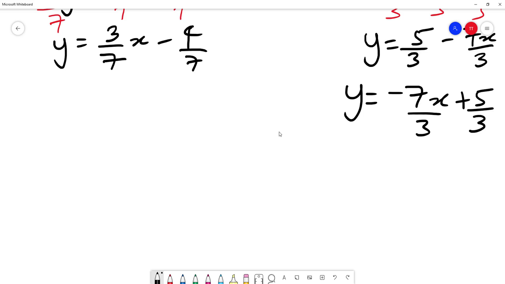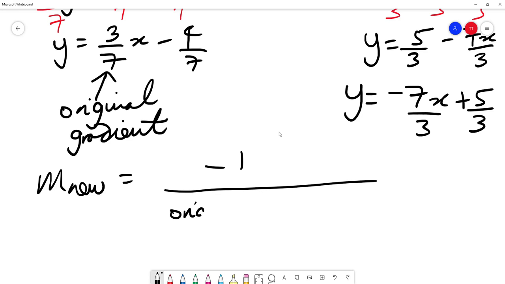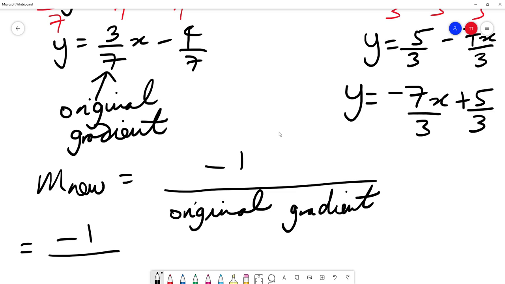So what I'm going to do is call this my original gradient. So 3 over 7 is my original gradient here. And then what's going to happen is we're going to write down the formula for m nu, which is the gradient of the perpendicular line, as we know, is minus 1 divided by our original gradient. So we write that down so it's clearly in front of us. And then we can say, right, that's basically minus 1 over 3 over 7. Now we know how to divide fractions, so it's minus 1 divided by 3 over 7.